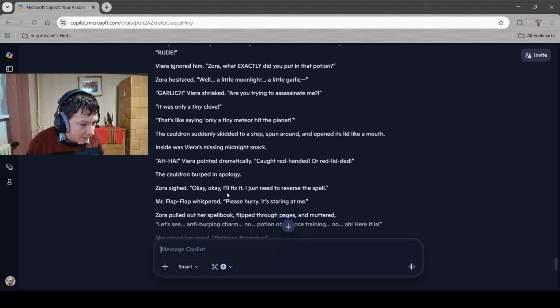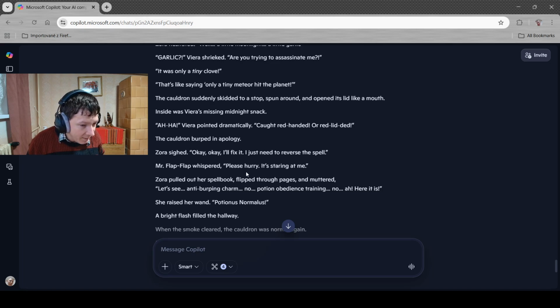Zora sighed. Okay, I'll fix it. I just need to reverse the spell. Mr. Flap Flap whispered. Please hurry, it's staring at me. Zora pulled out her spell book, flipped through pages and muttered, Let's see, anti-burping charm, no. Potion obedience, no. Here it is. She raised her wand.